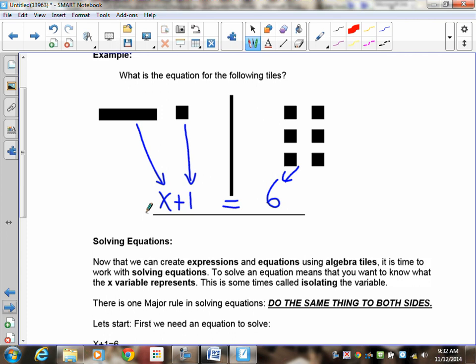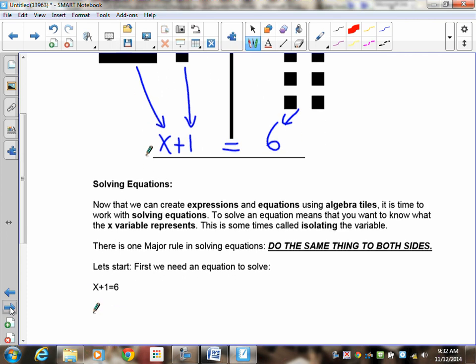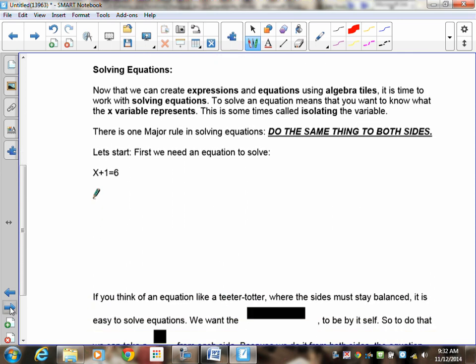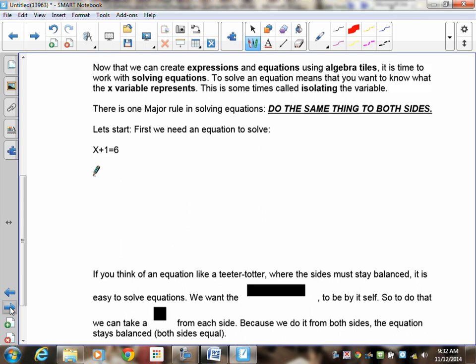Okay, so now we're going to do the next step. The next step is how to use equations and how to solve them using tiles. We can create them, and now we're going to be doing the actual solving of it. There's only one rule you have to almost always remember, and that is you have to always do the same thing to both sides. So let's start with an equation to solve. So let's draw the equation. We get x plus 1 is equal to 6.